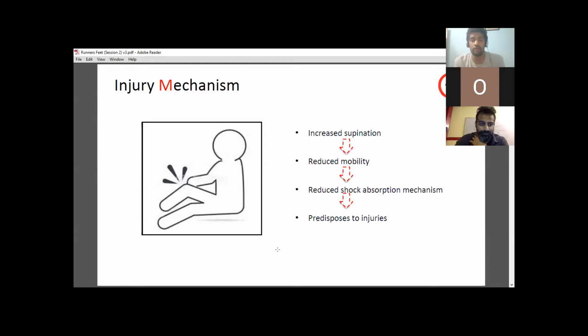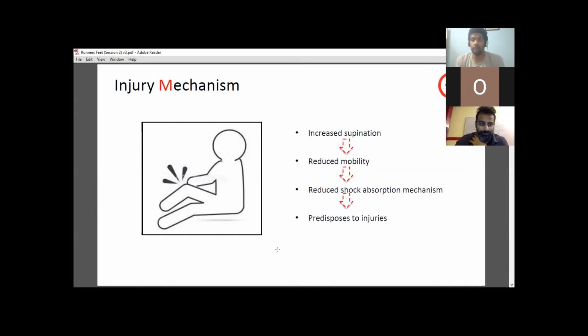What happens here is that when there's increased supination of your foot, the ligaments around the ankle tend to become very tight, and the muscles and all the soft tissue structures tend to become very tight. When this happens, the mobility of your ankle, your ability to move your ankle in all directions, up and down, right and left, rotations, everything reduces. Once that happens, the shock absorbing mechanism of the foot reduces.